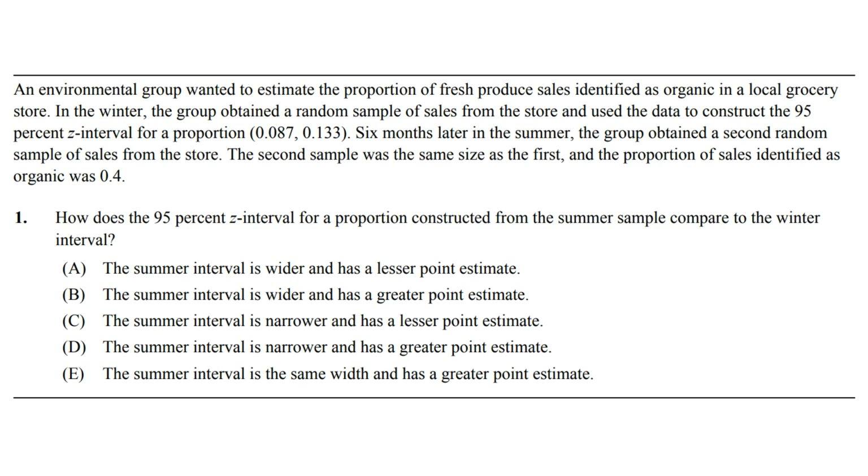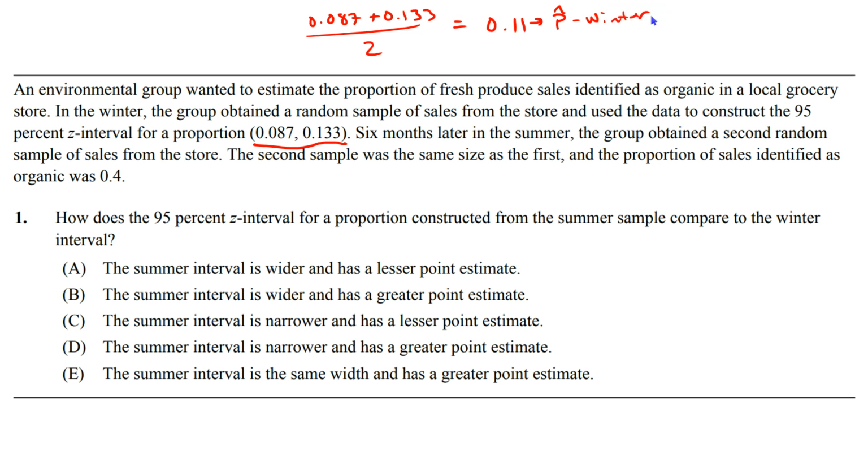So question 1. The environmental group wanted to estimate the proportion of fresh produce sales identified as organic in a local grocery store. So in winter, we get this interval. We're going to need the point estimate. So we do 0.087 plus 0.133 and divide it by 2, and we're going to get 0.11. So that's our p hat for winter.